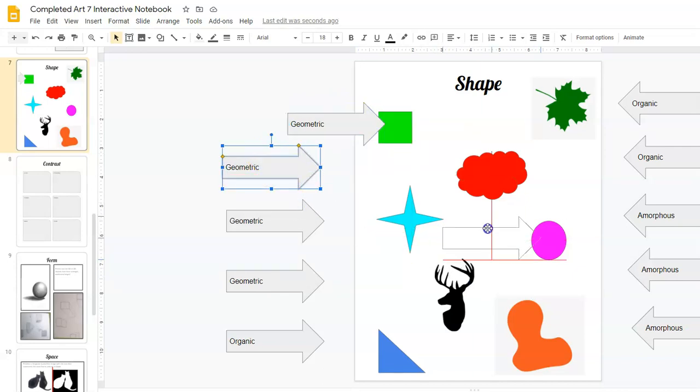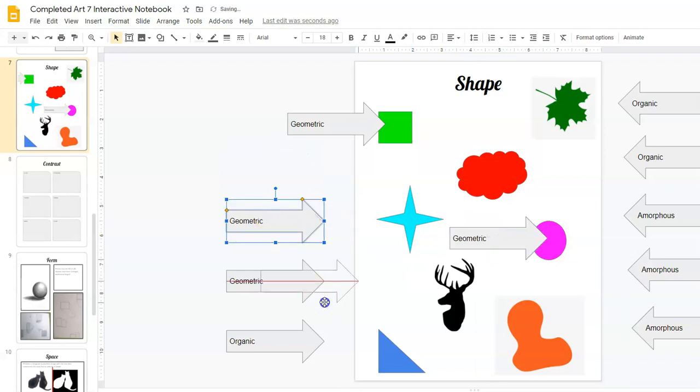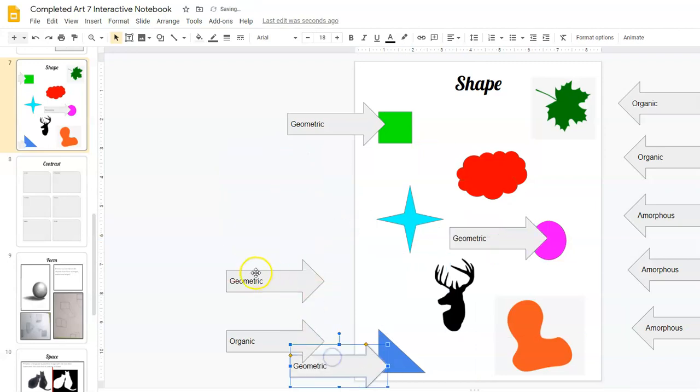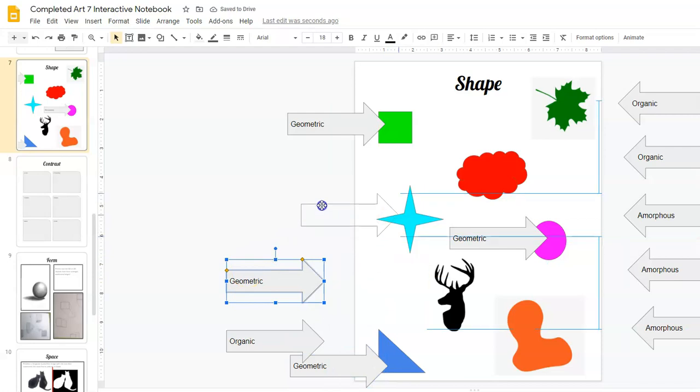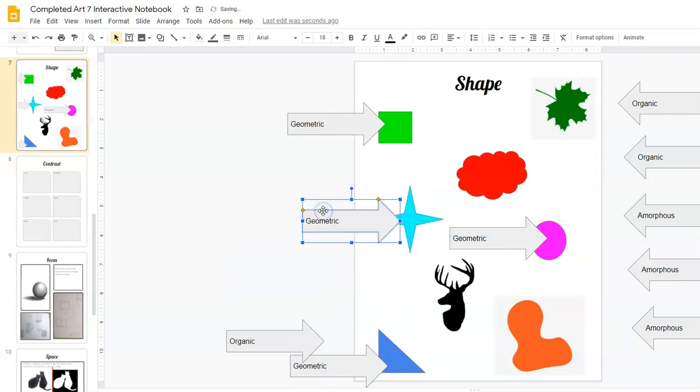We also have our geometric circle over here, and we have our lovely geometric triangle. We also have this geometric shape right here, this four-pointed star, is another example of a geometric shape.